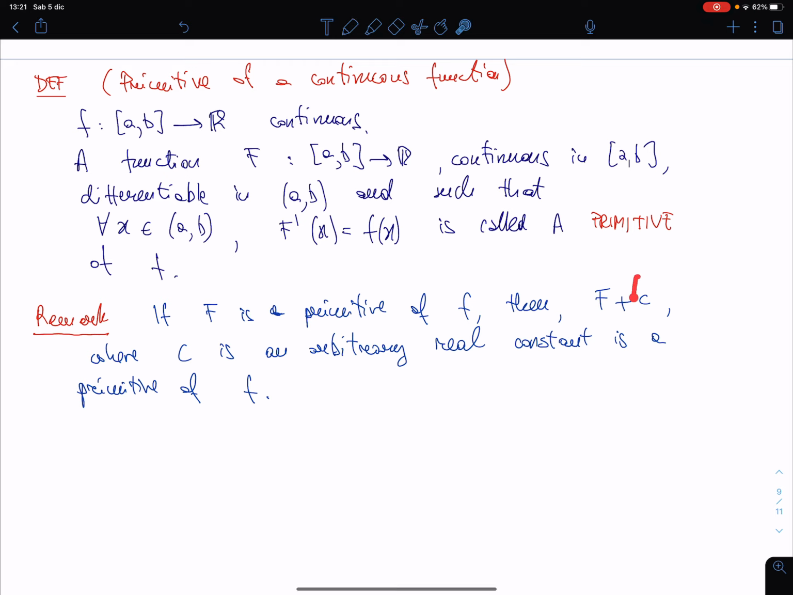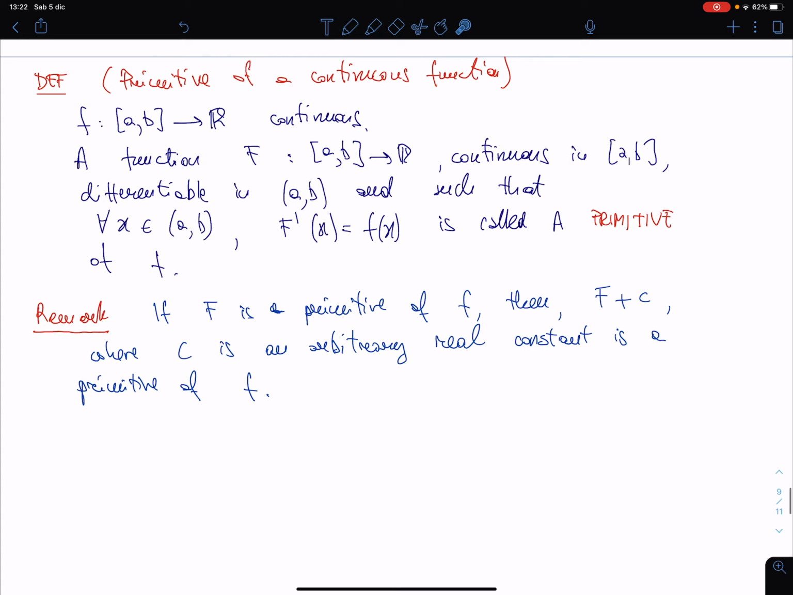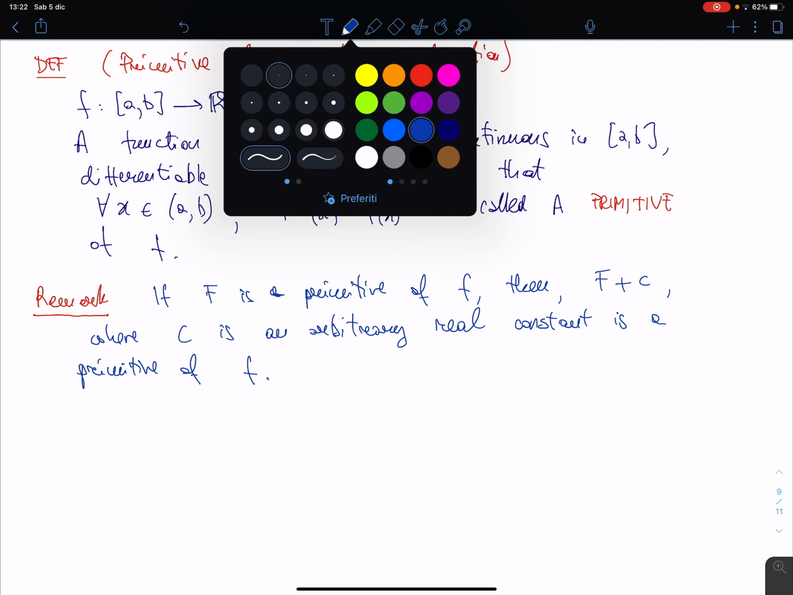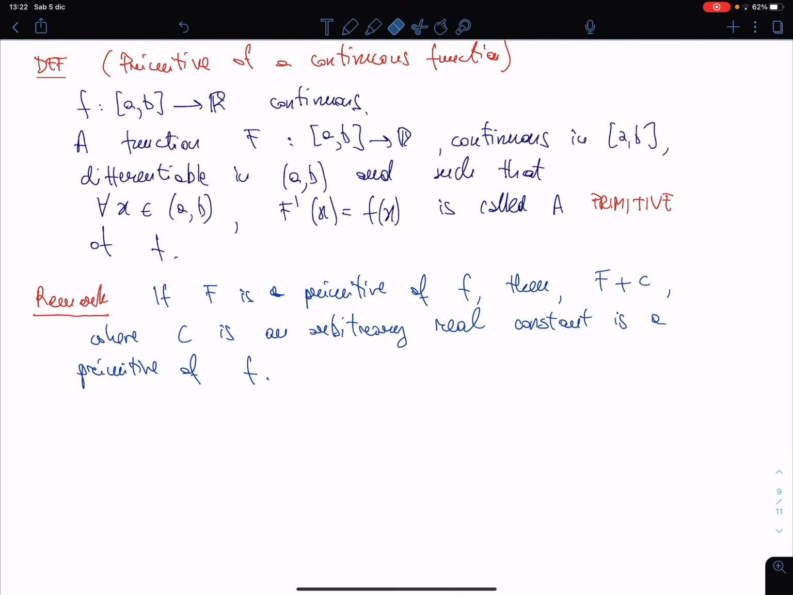Just obtain varying C. Now the question can be whether there are other primitives. So the set of all primitives, how is it made? So first of all, another definition can be made. Since primitives are not unique, we give this definition.